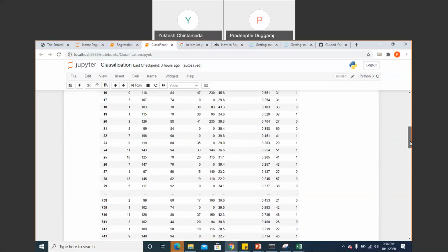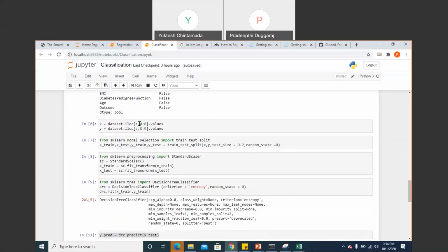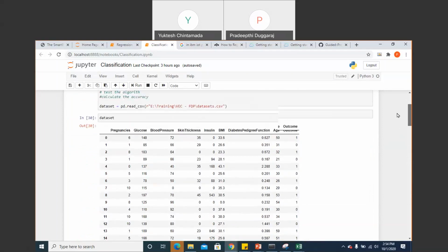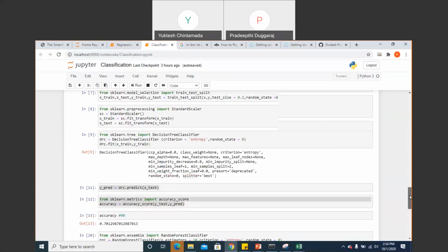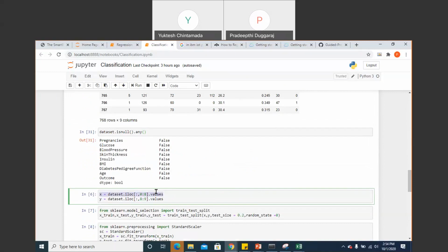Here X is nothing but input and Y is nothing but output. I am considering column 0 to the 8th column as my inputs, from pregnancies to age: 0, 1, 2, 3, 4, 5th index, 6th index, 7th index till age. If you want to grab till 7, then you have to give it as 8. So that's the reason I'm giving 0 to 8, dot values. Dot values will convert the data frame into an array because you have to train the machine on arrays itself. In the same way, the last column, outcome, is considered as output. So the first values are inputs, and the last value is considered as output, right?